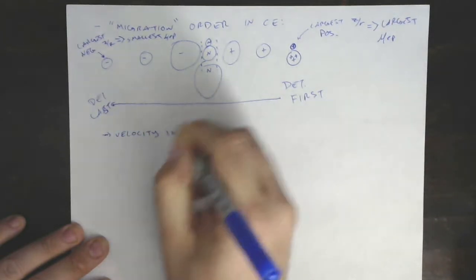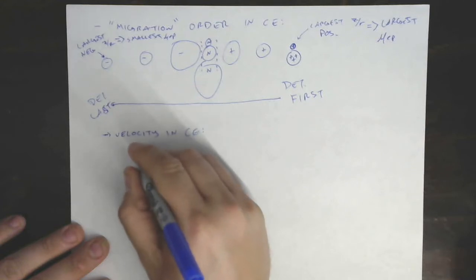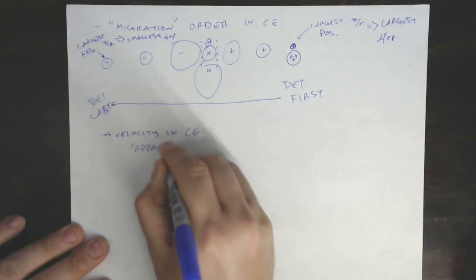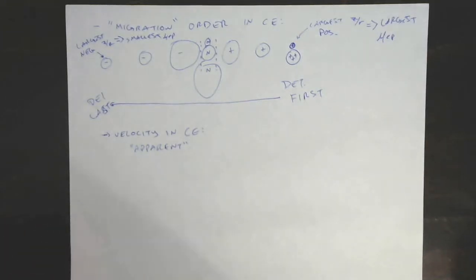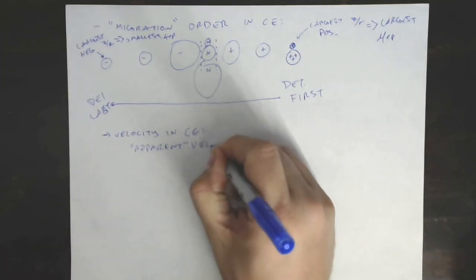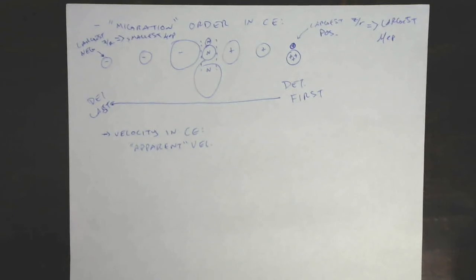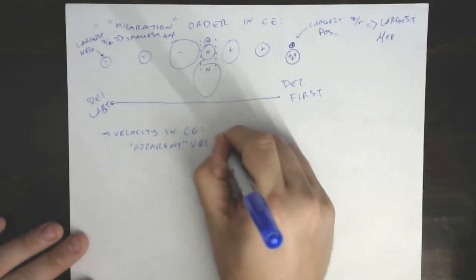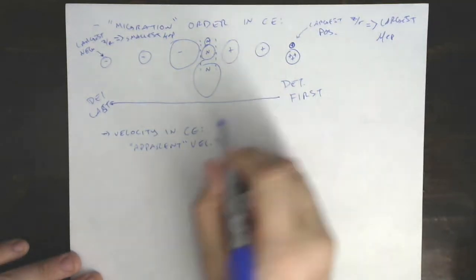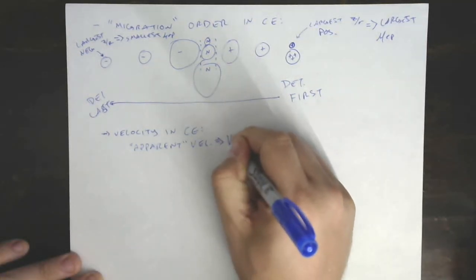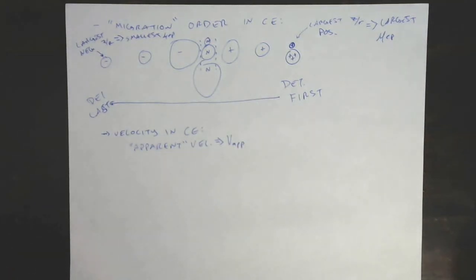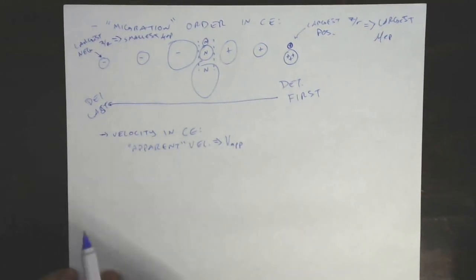in CE. We use this term apparent velocity. And that's because we can't separate the two mechanisms, the EOF or the EP. We observe them simultaneously. So instead of being able to talk about electroosmotic velocity or electrophoretic velocity, we say apparent velocity. We call this V sub APP. So that's the velocity we actually observe. If we say we injected at time 0, we saw the peak come out at time whatever. We know how long the capillary was. We know its velocity. That's its apparent velocity.